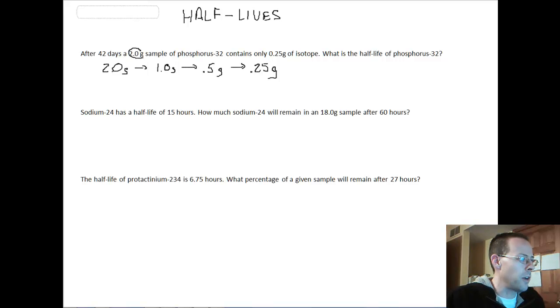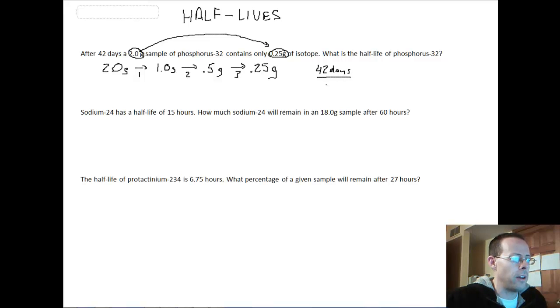So notice we're starting with 2 grams and going to 0.25 grams, and we want to know how many half-lives occurred. If we look at our arrows, we had 1 half-life, 2 half-lives, 3 half-lives. So the question then asks, what is the half-life of phosphorus-32? Well, we know that 3 half-lives occurred, and how long did this take? If we look back at this question, it says after 42 days. So we know 42 days happened, and we want to know how long is a half-life.